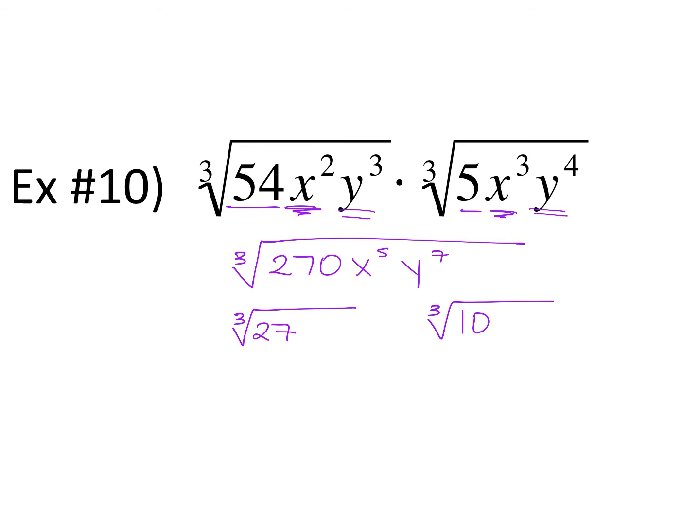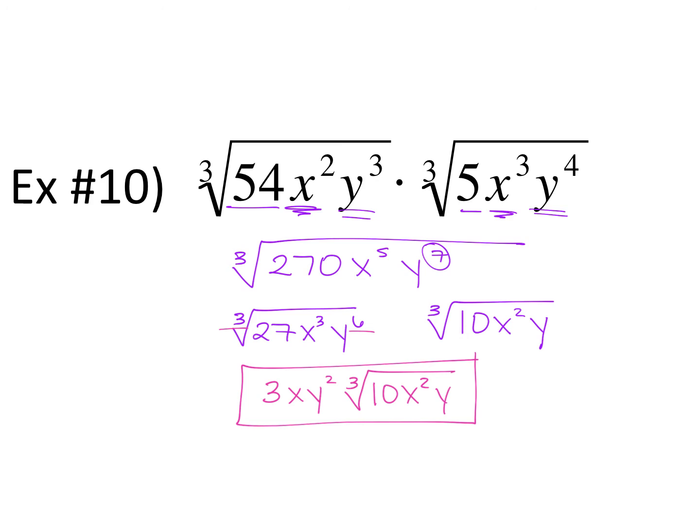X to the what? Third. The third on the perfect side, which means you have x squared on the not perfect side. And then y to the sixth, which leaves us with 1y on the other side to add up to 7. Okay. Cube root of 27 is 3, right? 3 times 3 times 3. Cube root of x to the third is x. Cube root of y to the sixth. So you take 6 divided by 3, you get y squared. And then we have this left over. Cube root of 10x squared times y. All right.